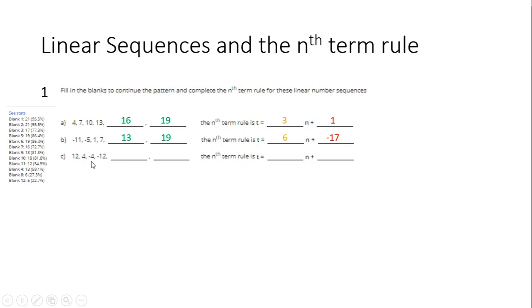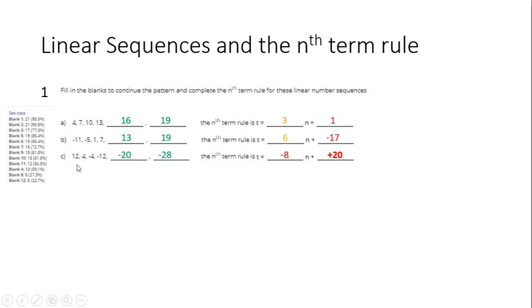Question C, so this is blank number 9, 10, 11, 12. Let's look over here. 9 has got still 81.8%. 10 has got 81.8%. 11 down to the 50s again. And 12 down to 23% when we round that. That's quite low.